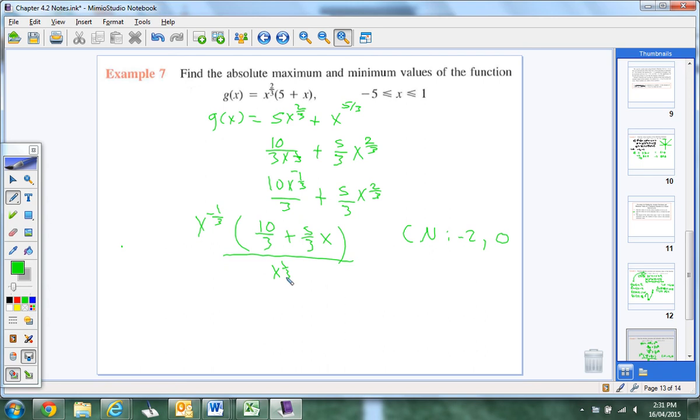Find the absolute max and min. So what do I want to do now? I have my critical numbers. Yeah, sub them in. What am I subbing in though? F of negative 2, F of 0, F of negative 5, and F of 1. Okay, so sub those in. Actually, didn't write those ones down, unfortunately.